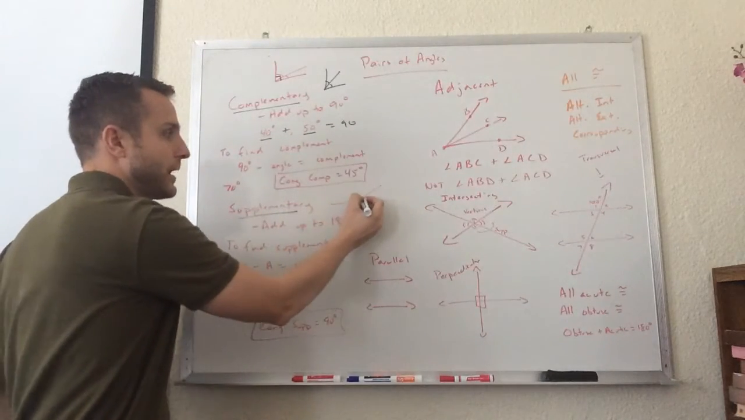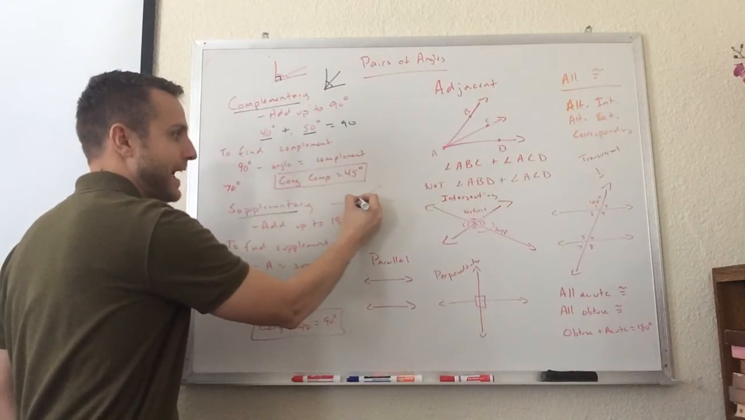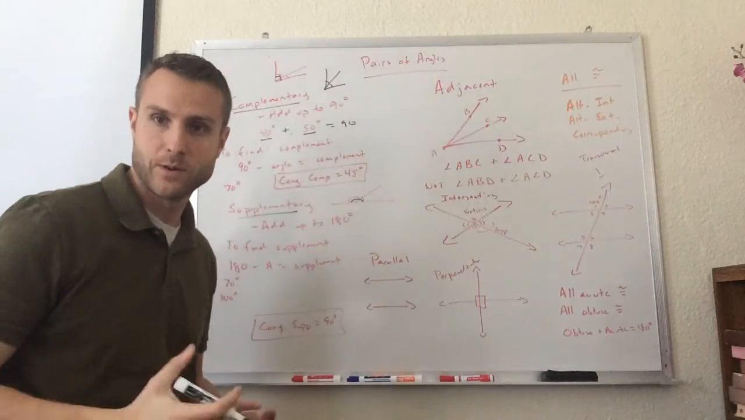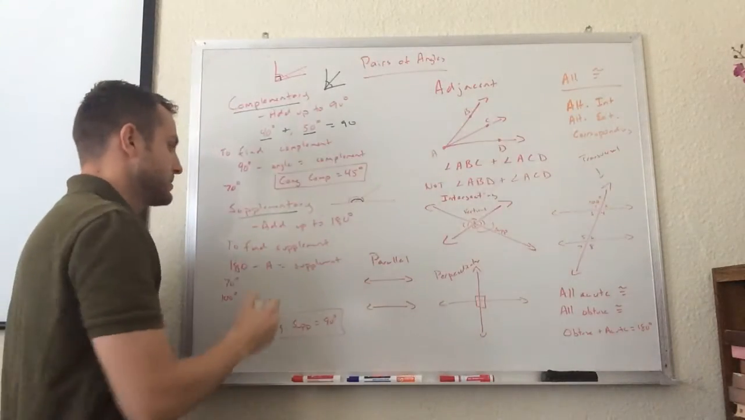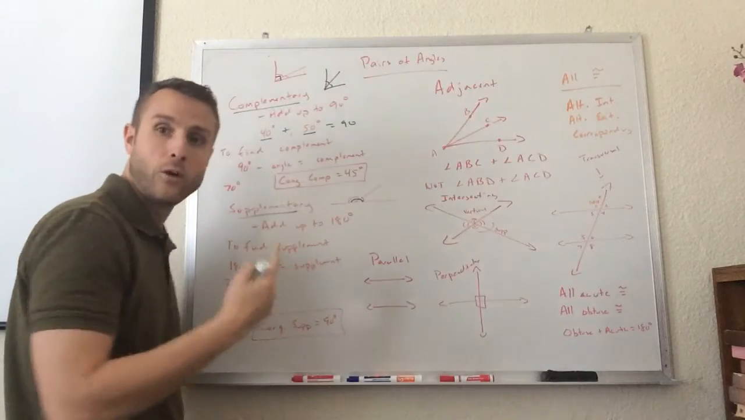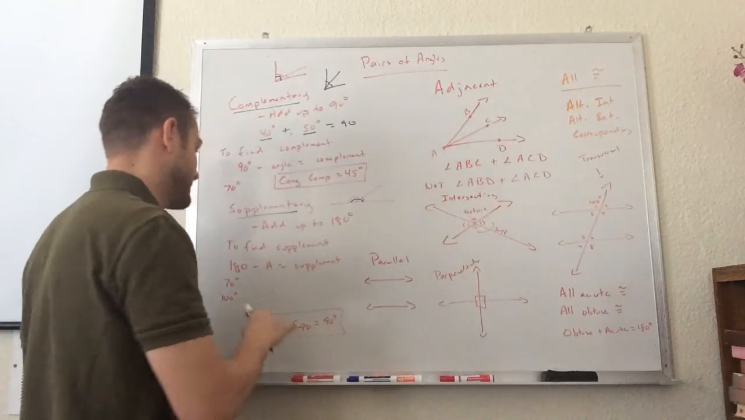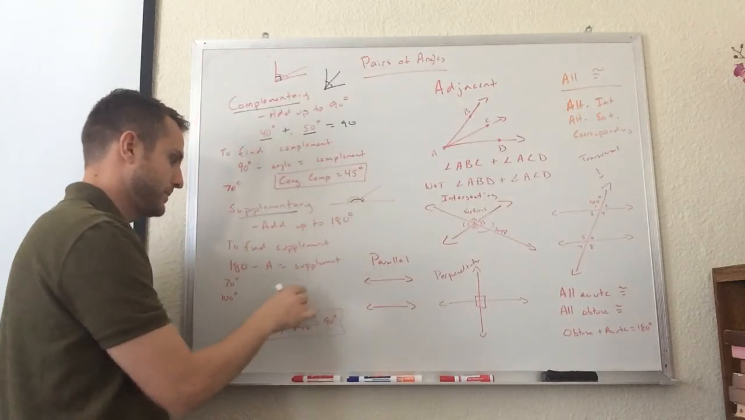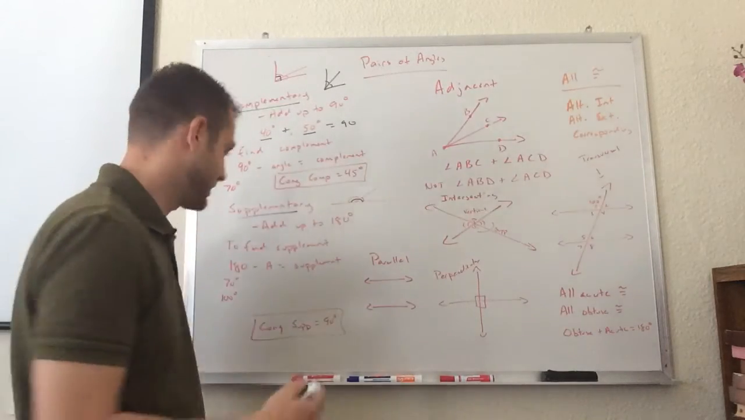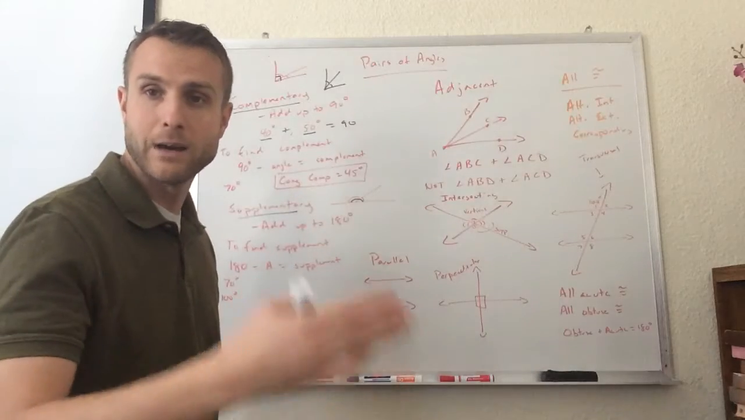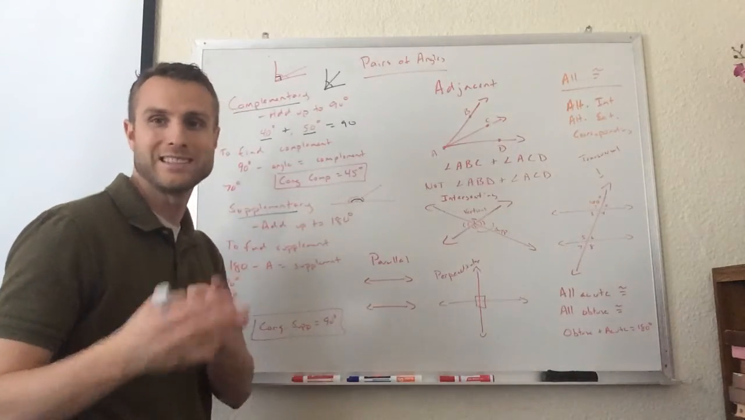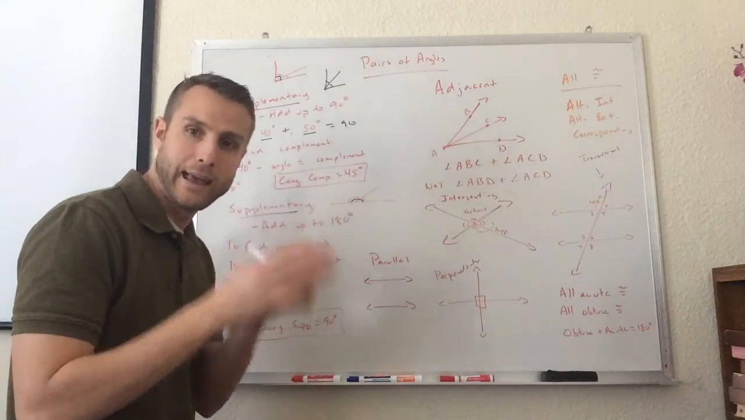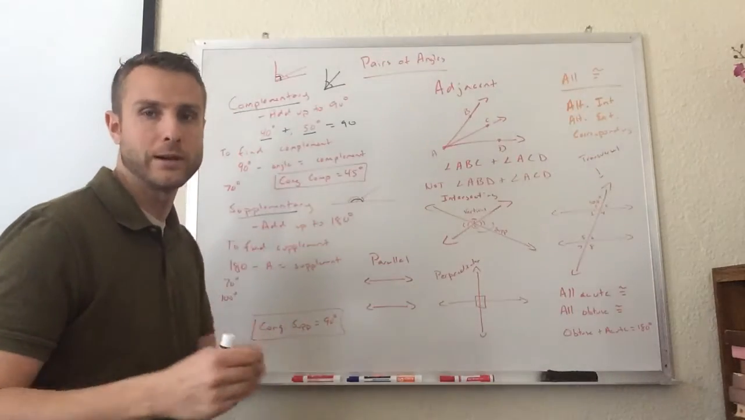Supplementary means two angles that when I put them next to each other, they add up to 180, which remember is a straight line. So if I know one angle and I want to find its supplement, then I just do 180 minus the angle I know, that gives me the supplement. So if I want to find the supplement of 100, I do 180 minus 100, so the supplement of 100 is 80. So an angle plus its supplement have to equal 180.